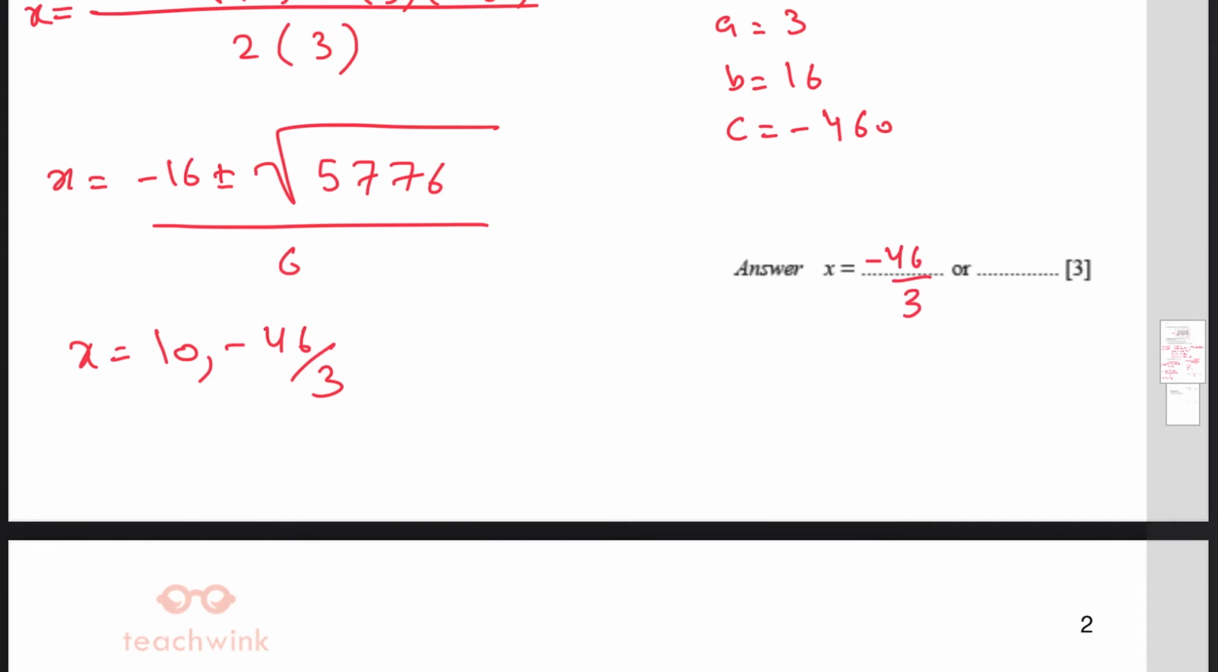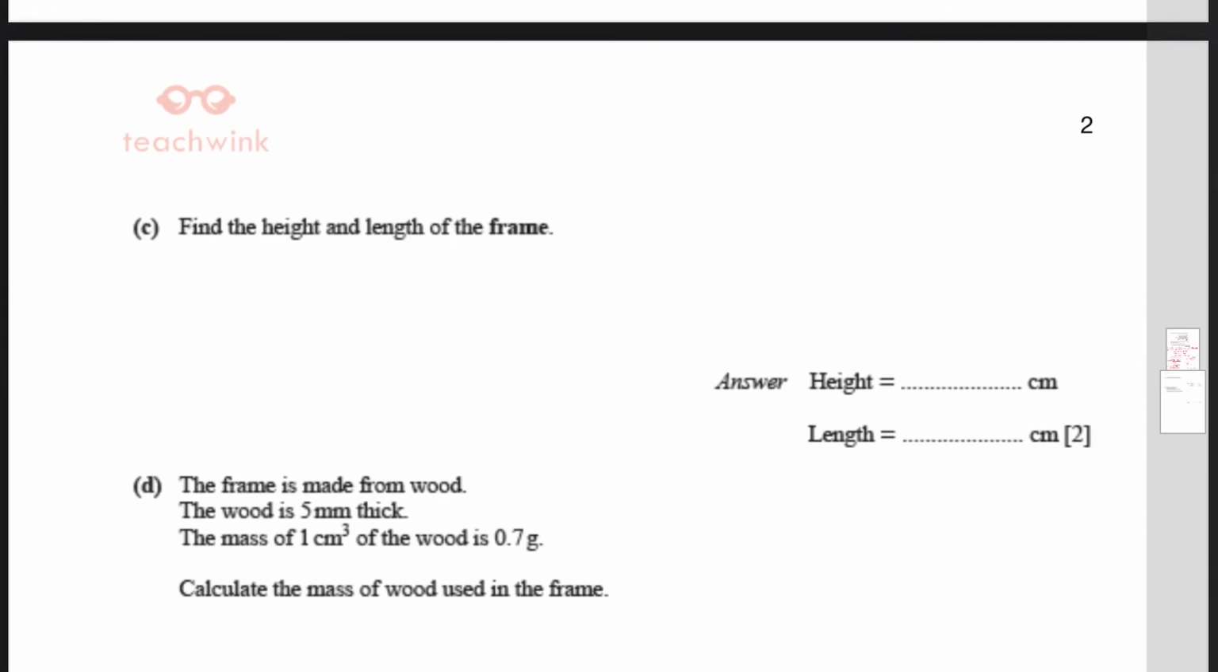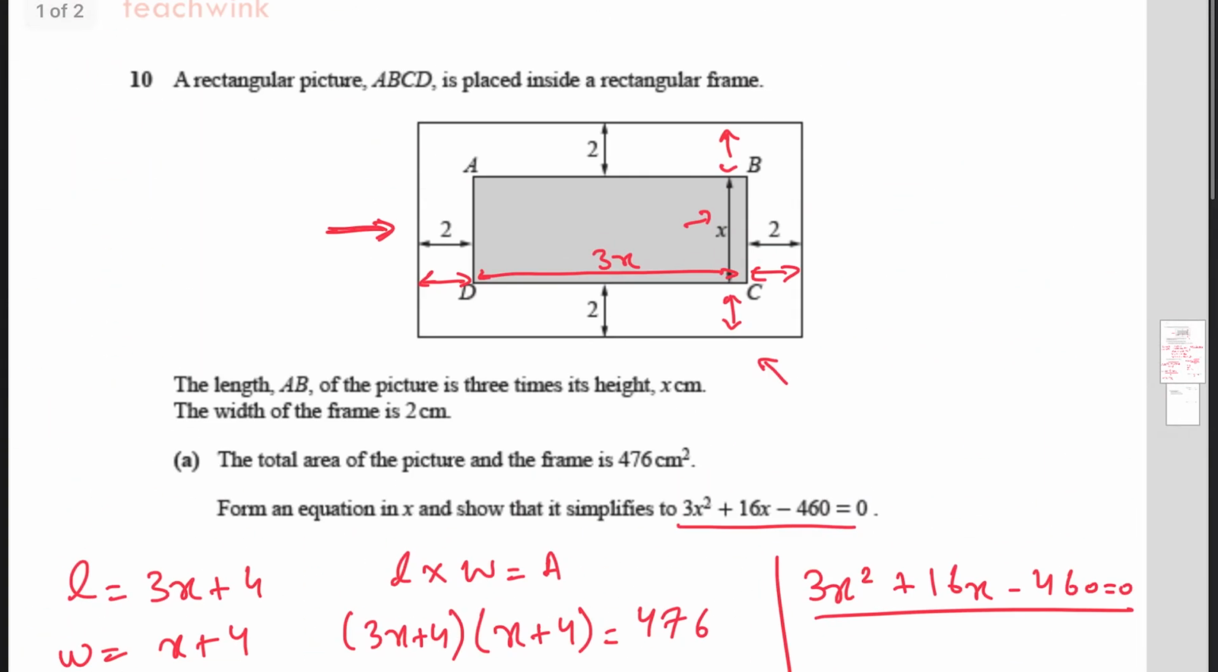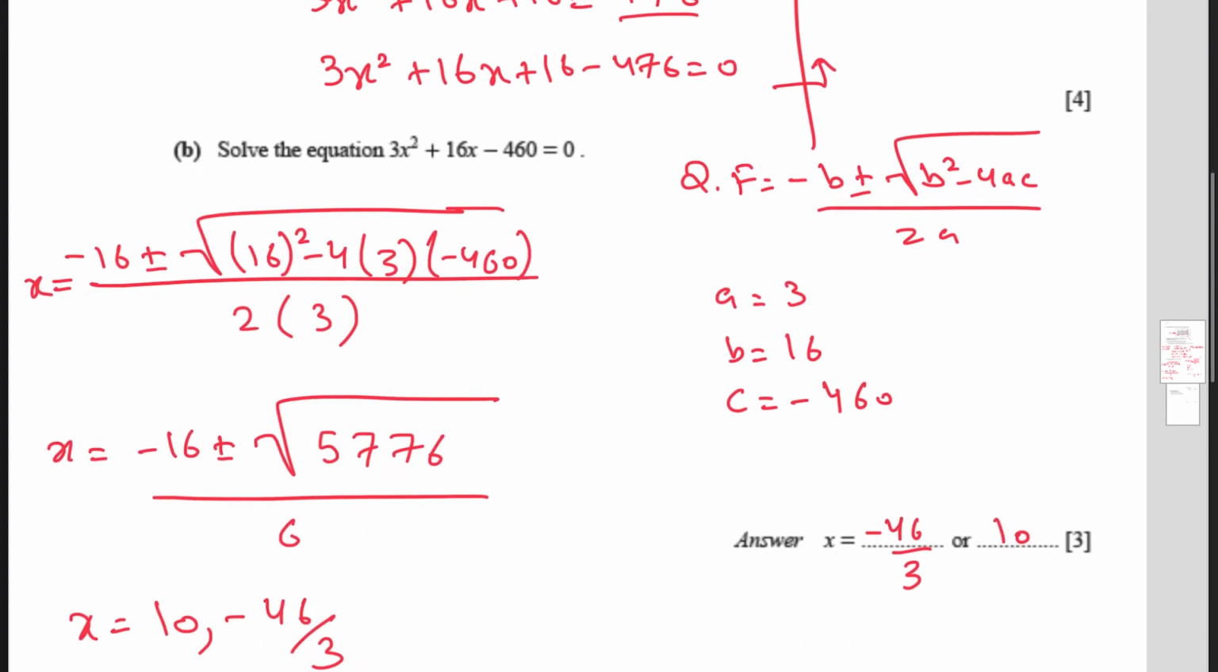The smaller value I wrote first, and the larger value is 10. Let's move on. The next part of the question says, find the height and length of the frame. Just to clarify, this side can also be called the height, and this is of course the length. I was calling this side the width, but we can call it the height as well. So the height in terms of x was x plus 4.